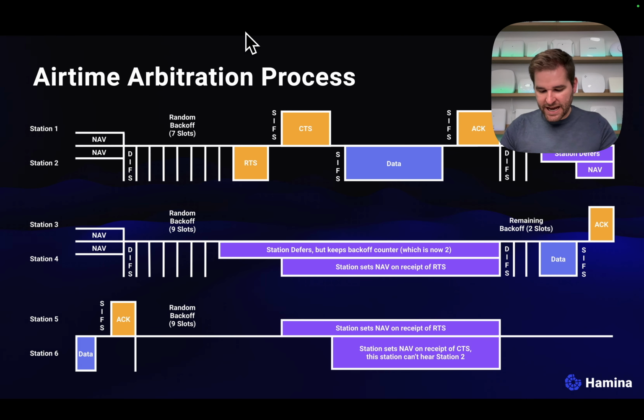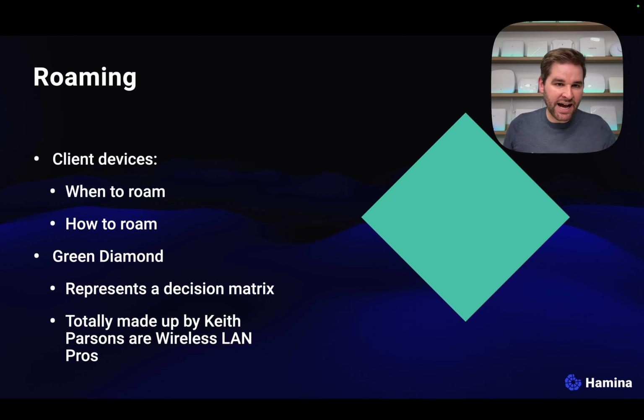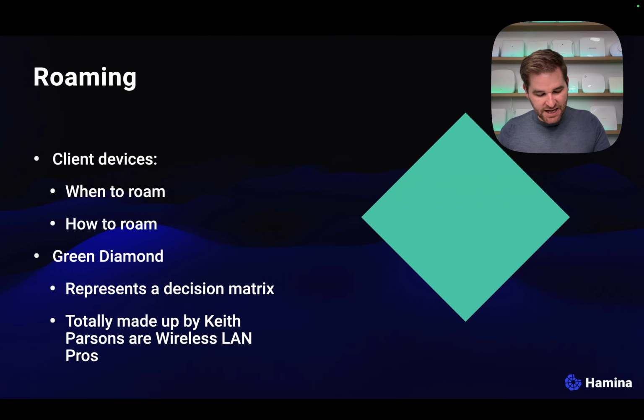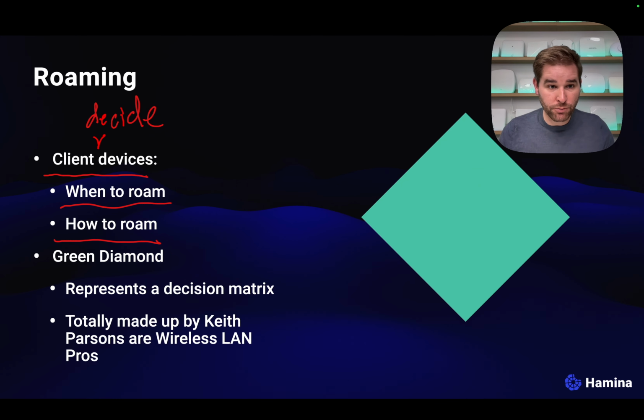Cool. All right, so the last thing that I want to talk about is roaming: when and how client devices decide when to roam. And that, I think, is the most important thing to understand about roaming. The client decides when to roam. And every client has a different way of deciding when they will perform a roam. Client devices decide when to roam and how to roam. Basically, which access point radio am I going to roam to?